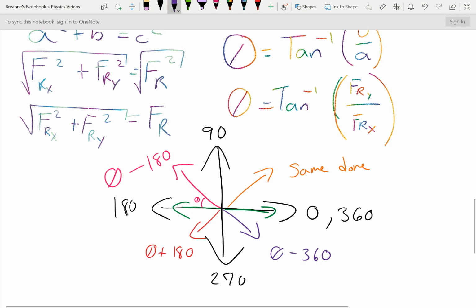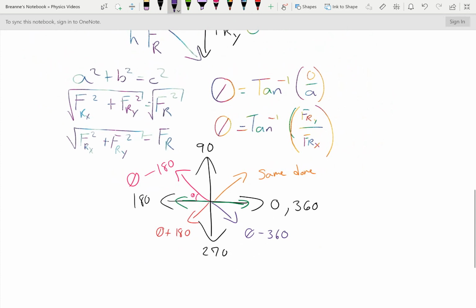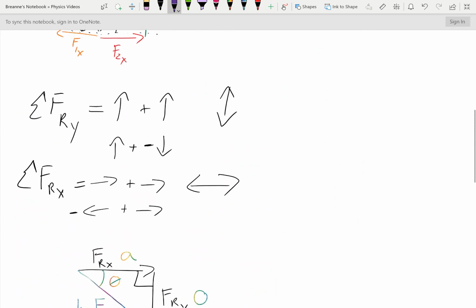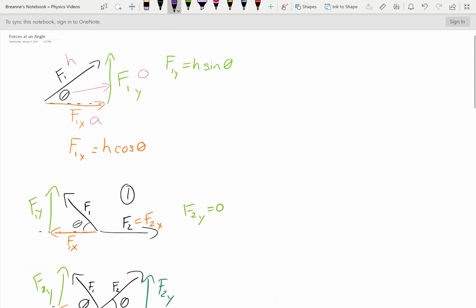If it's in quadrant 1, it's done. You don't have to do anything. If it's in quadrant 2, subtract from 180. Quadrant 3, add to 180. Quadrant 4, subtract from 360. Now, it's very quick and brief, and hopefully that helps.